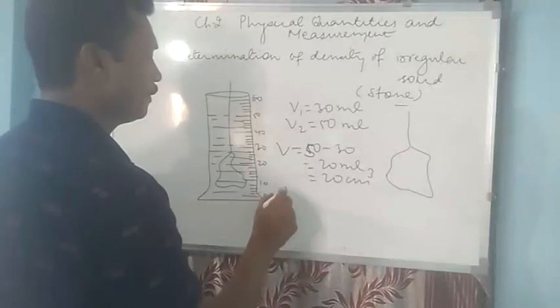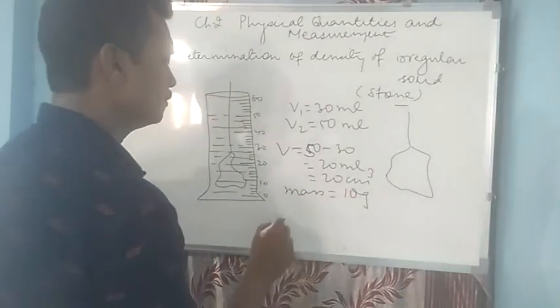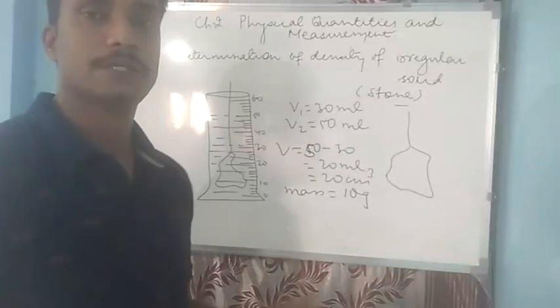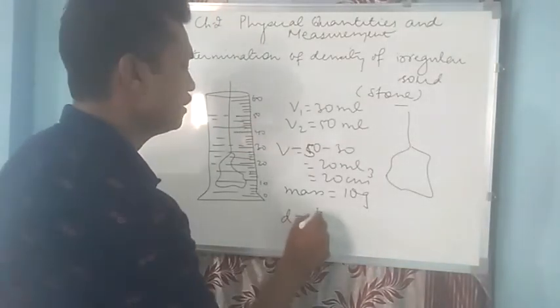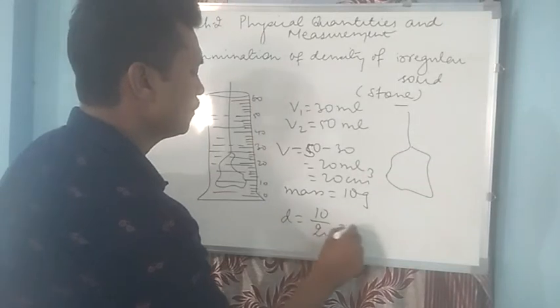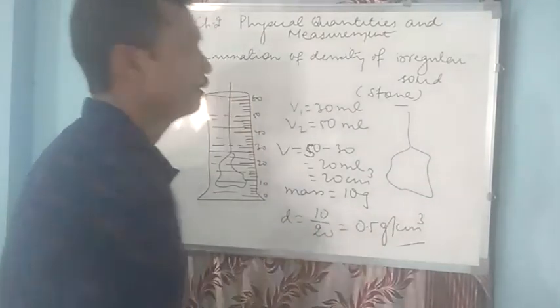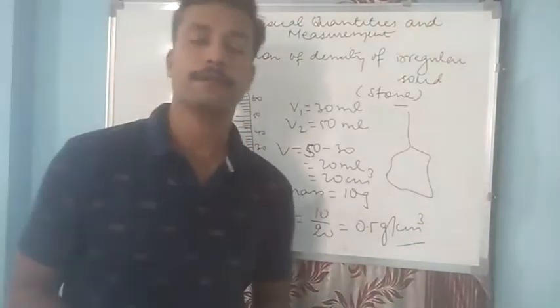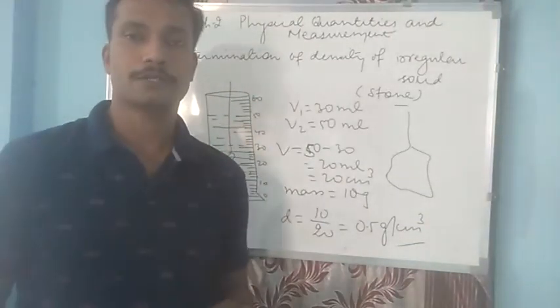And you have to find out the mass. Suppose the mass is 10 gram. Using a physical balance, you can measure the mass and then calculate the density, which is mass by volume, will be 0.5 gram per centimeter cube. So this is how we can find the density of an irregular solid like a stone.